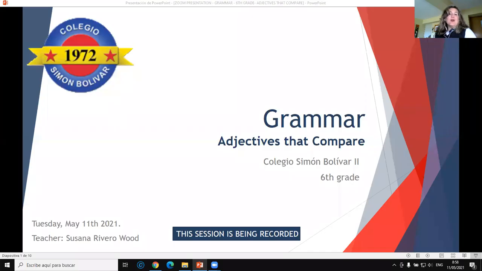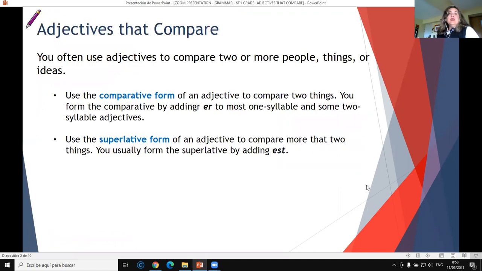Hi guys, today we're going to study adjectives that compare in our grammar class. You often use adjectives in order to compare two or more things or people or ideas. You can use the comparative form when you're comparing two things, and you form the comparative by adding ER at the end of most of the one syllable or two syllable adjectives.